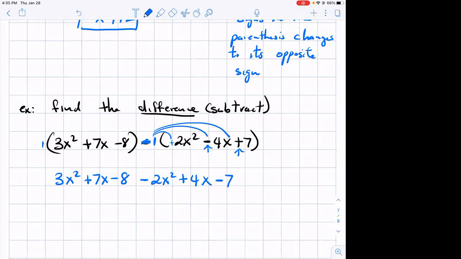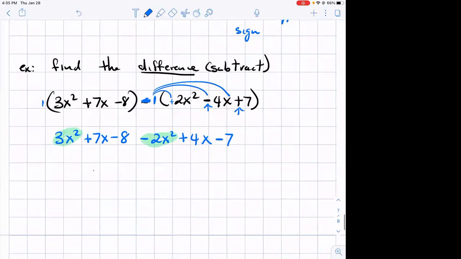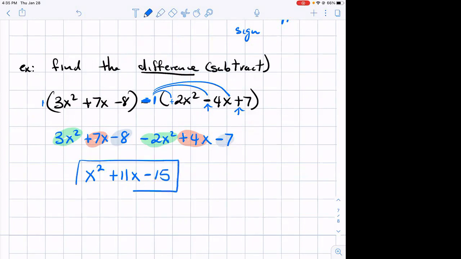And now we combine like terms. So 3x squared minus 2x squared becomes 1x squared, which is the same as x squared. We don't write the 1. Then we have 7x and 4x, that becomes plus 11x. And then we have -8 minus 7, and that becomes minus 15. Written in correct order, this is our final result.